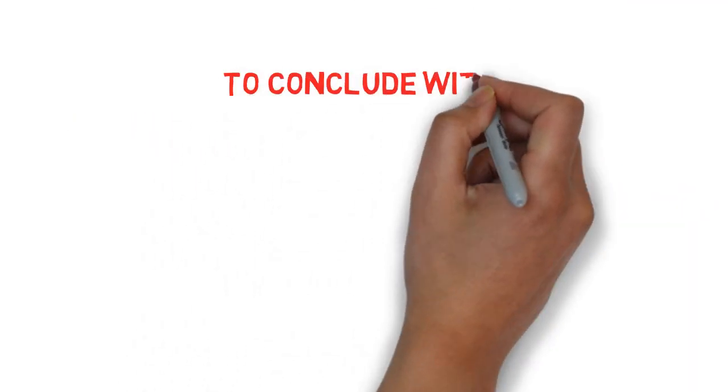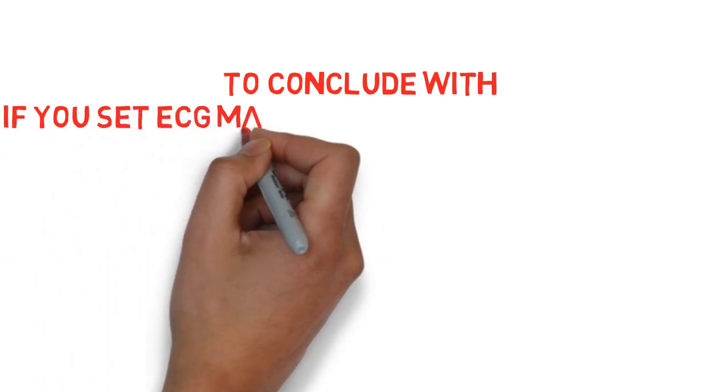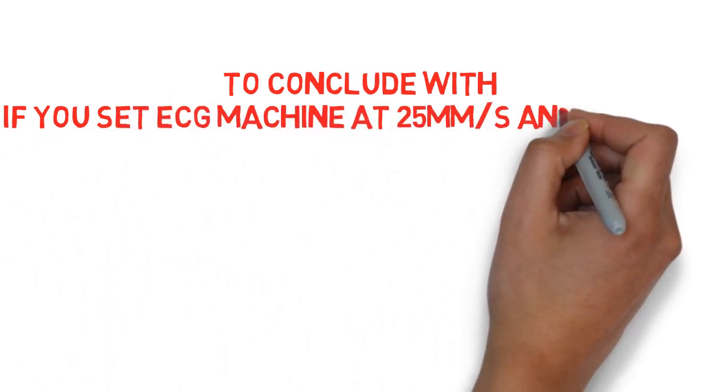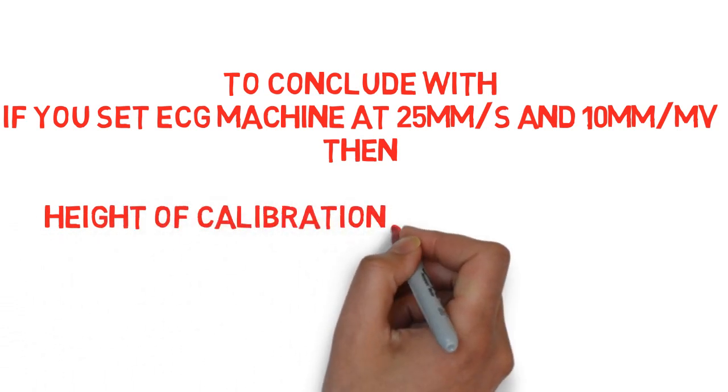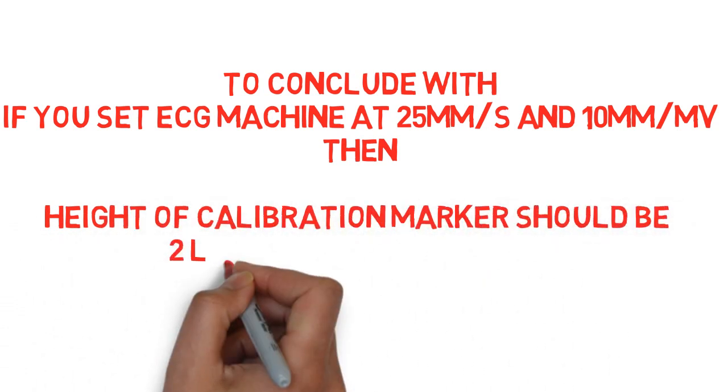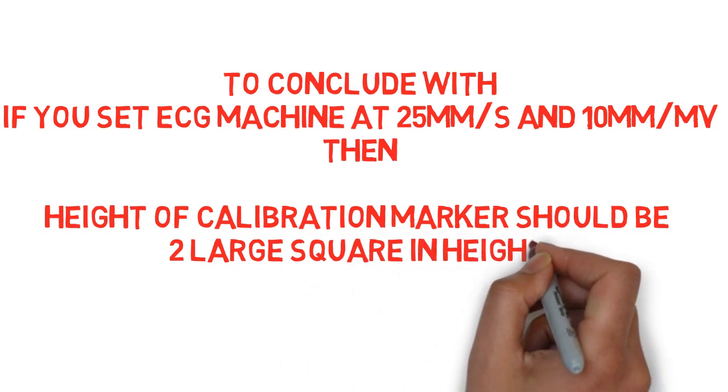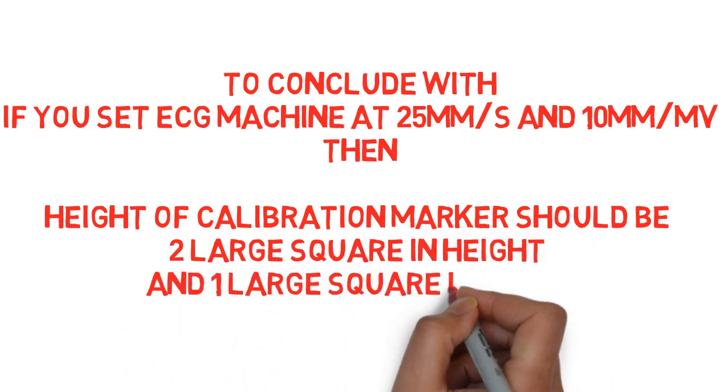So to conclude, if you have set the ECG machine at 25 mm per second and 10 mm per millivolt, then the height of the calibration marker should be two large boxes, and the width of the calibration marker should be one large box.